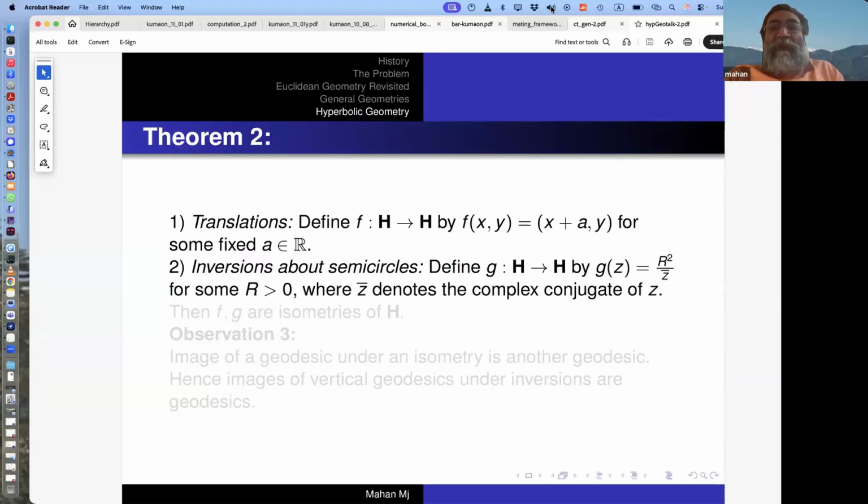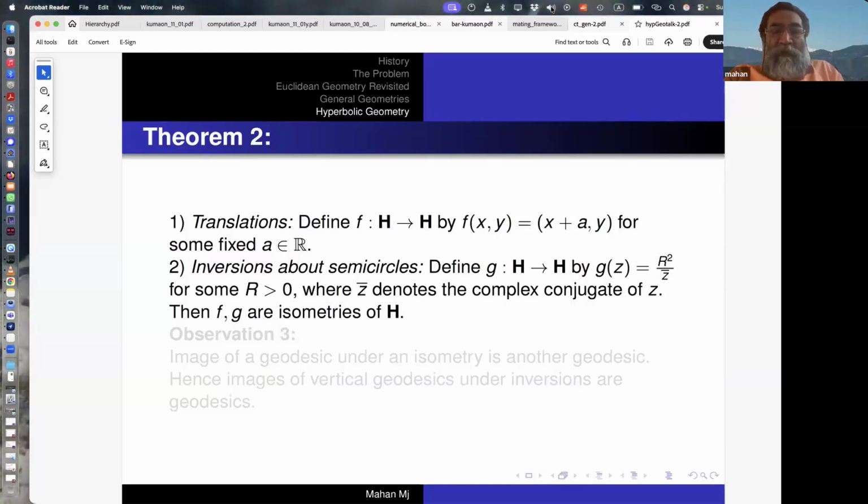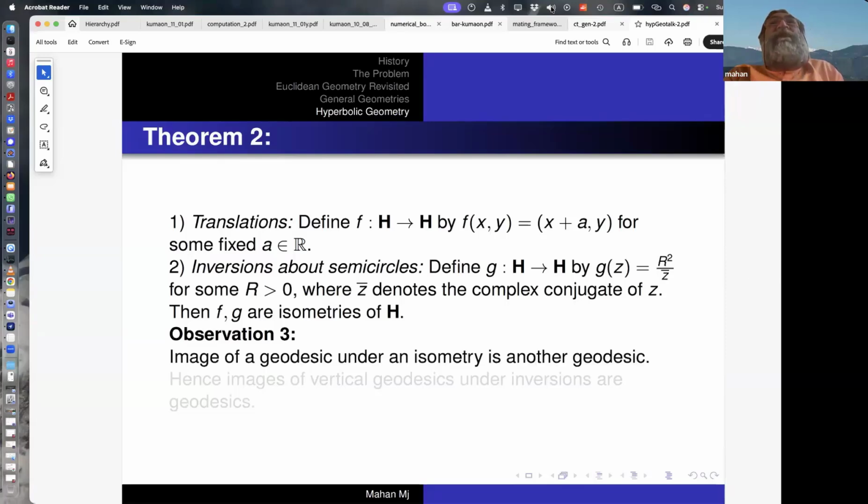The theorem, I mean, it's a simple observation which says that G actually is an isometry. We'll do this computation. So G is an isometry of H, and therefore, what does it mean? That we can now use these new isometries to take images of these simple geodesics that we've already discovered, namely these vertical straight lines, and look at the images of these under isometries, and then we'll get new geodesics.